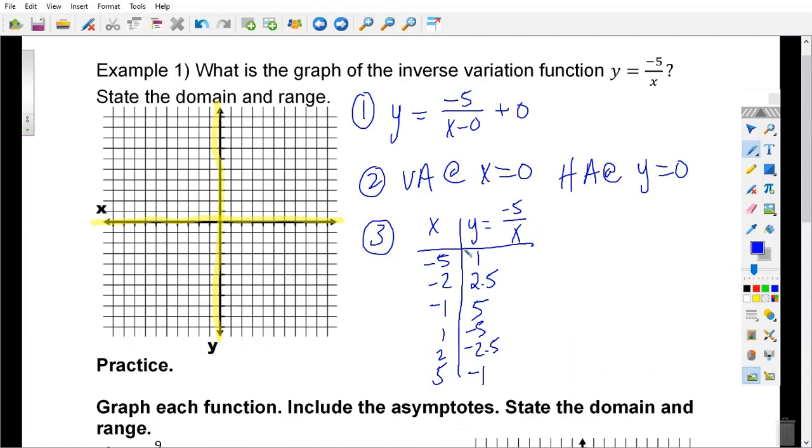Okay. And these are the points you're going to plot. So I'm going to go to -5, 1, 2, 3, 4, 5. Hopefully you don't need me to plot points. So we should all be done at the same time.